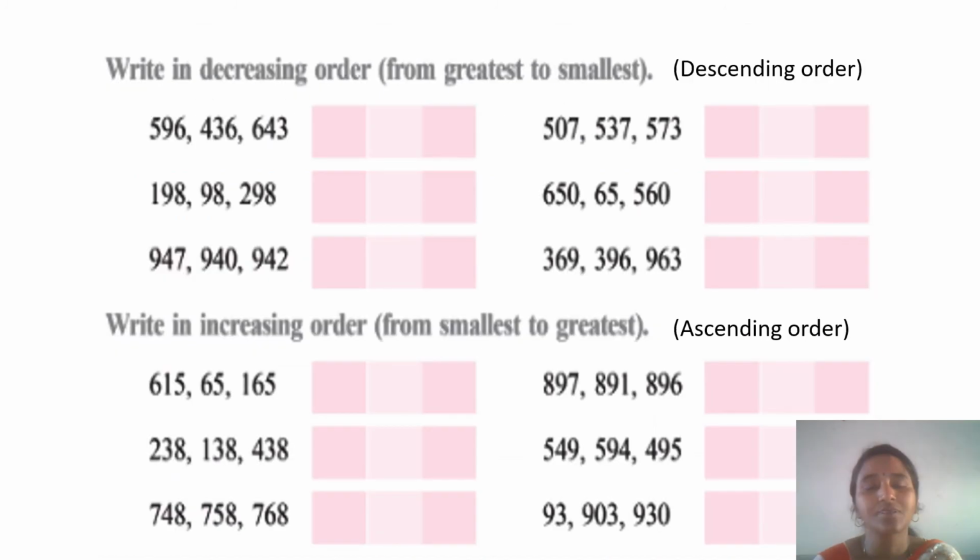Okay. Next, what is this? Write in decreasing order, which means you have to write the numbers from greatest to smallest. It is also known as descending order. So in the given three numbers, 596, 436 and 643, which is your greatest number? 643. So I am writing that number first.